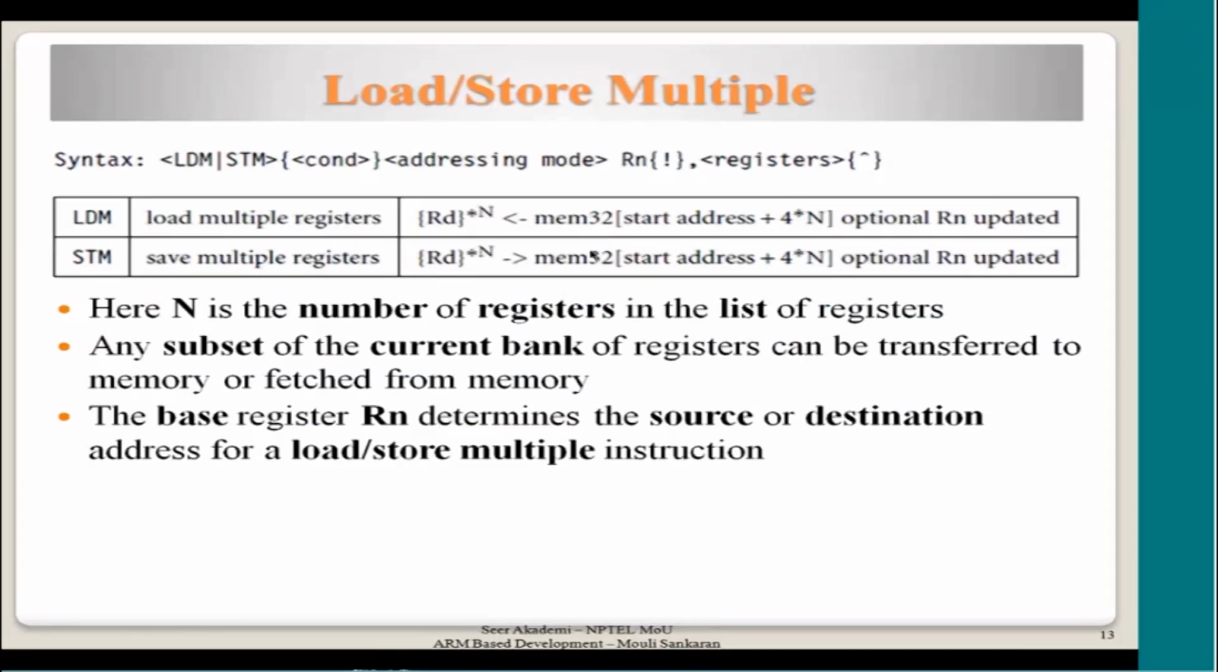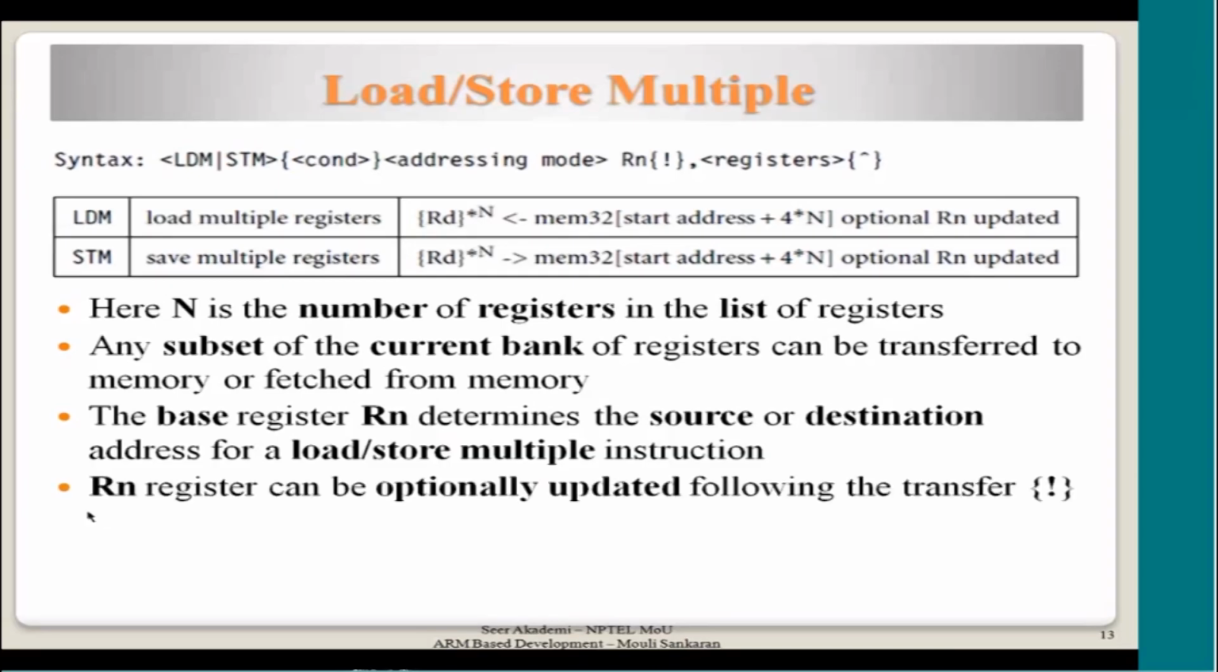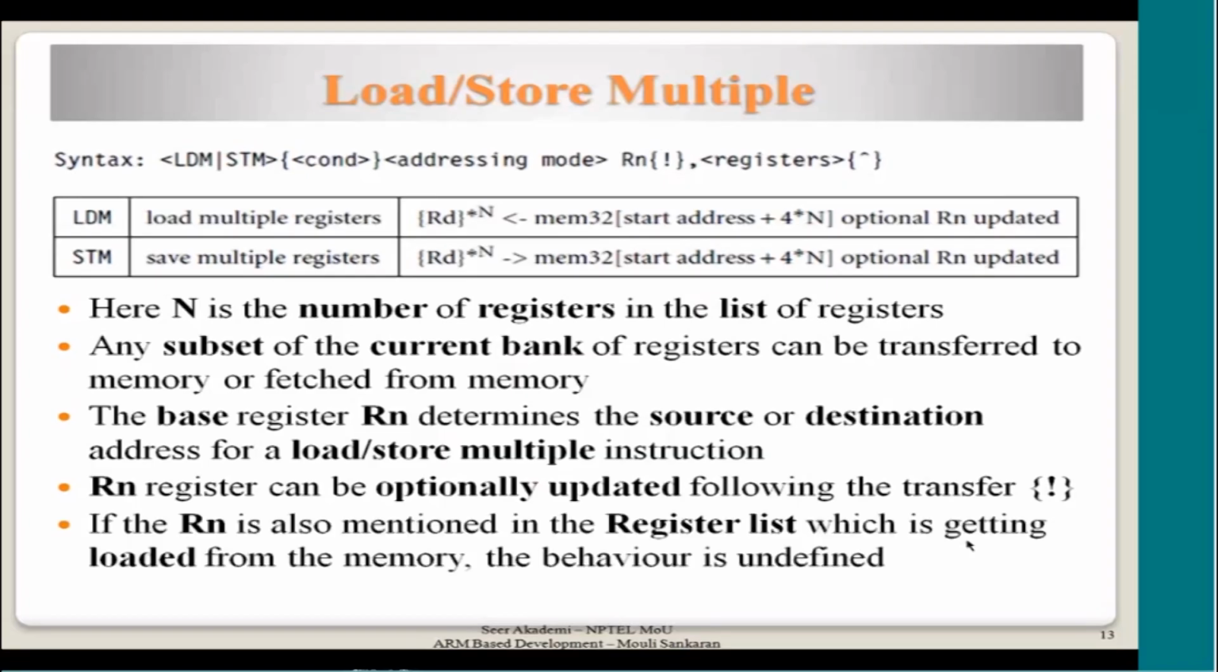And the base register is Rn. So starting from which memory address you want to store all the registers. The Rn register can optionally be updated also. If there is an exclamation mark, if you recall, LDR and STR have this exclamation mark to say that a write back happens. So the base address can be modified after the complete transfer of the multiple data is done.